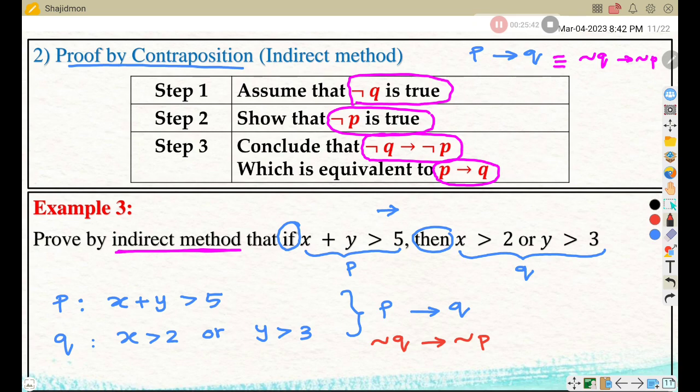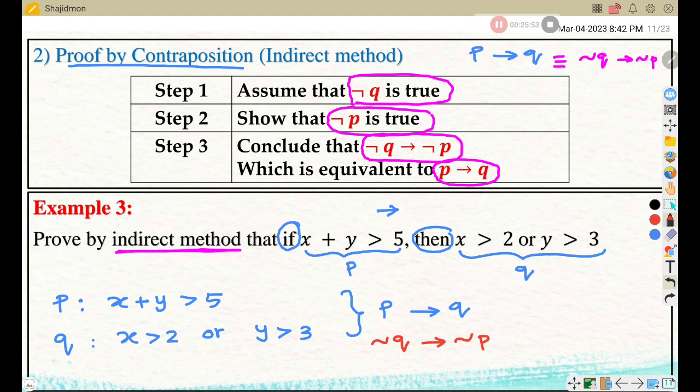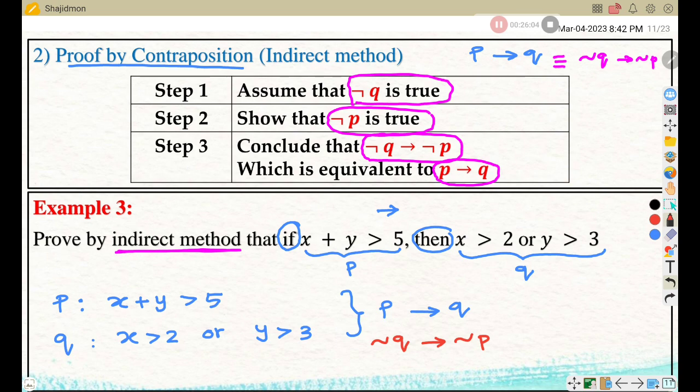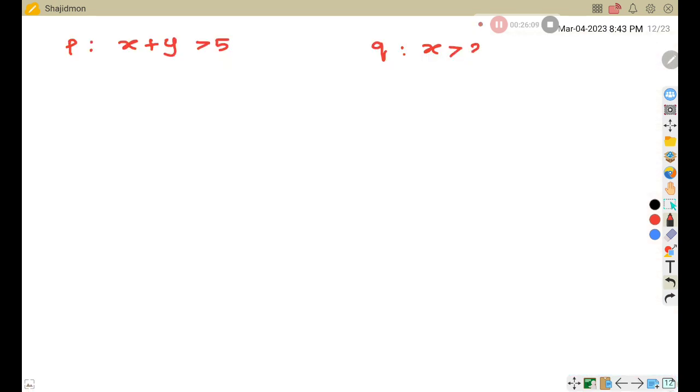So let me start this question. I will do it separately here. First I am writing the P statement before starting the question again. P means x plus y greater than 5. What is Q here? Q means x greater than 2 or y greater than 3, correct.